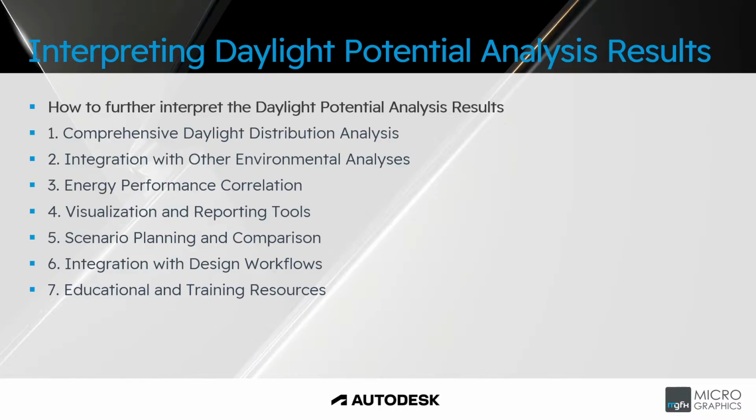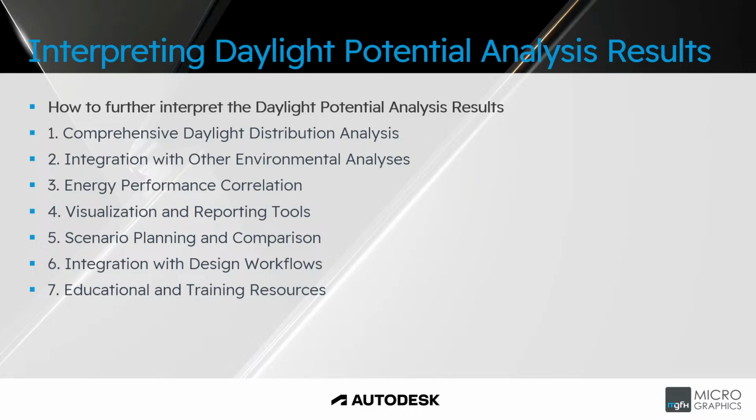Additional capabilities of Autodesk Forma's daylight potential analysis. Comprehensive daylight distribution analysis for multi-story buildings. The tool can assess daylight availability across multiple floors, providing a vertical distribution profile of natural light. Integrating with other environmental analyses, combined with thermal comfort, daylight potential analysis can be integrated with thermal comfort analysis. This helps in assessing the impact of daylight on indoor temperatures and thermal comfort, enabling a more holistic design.